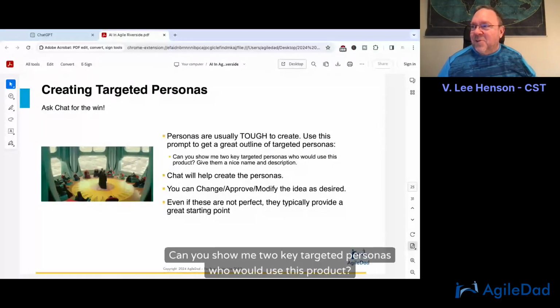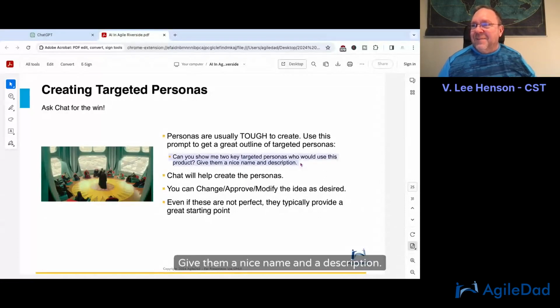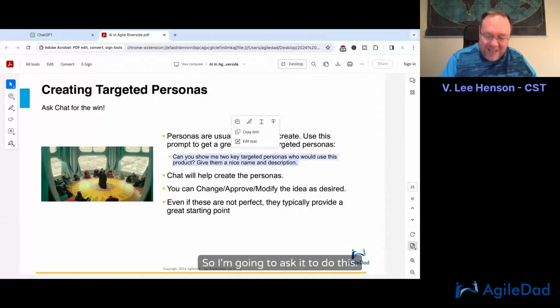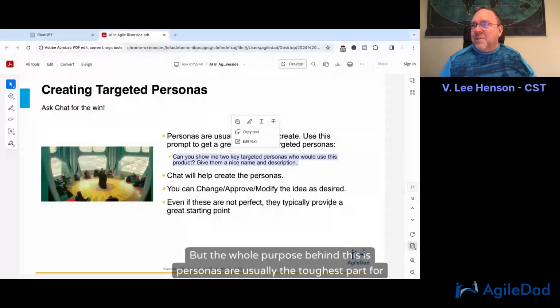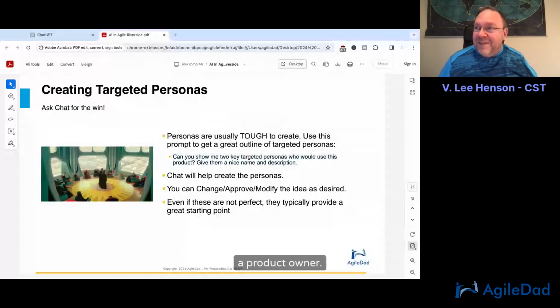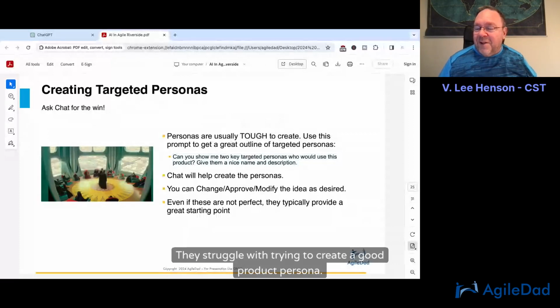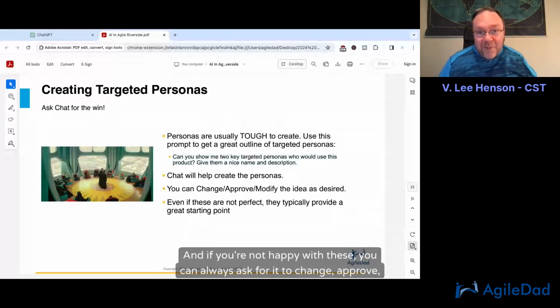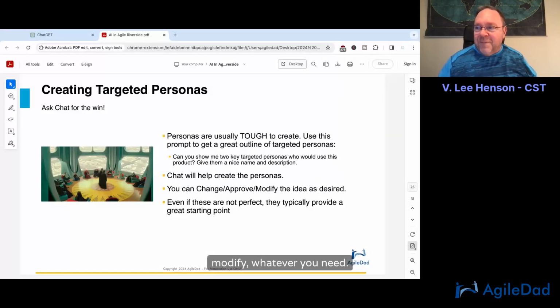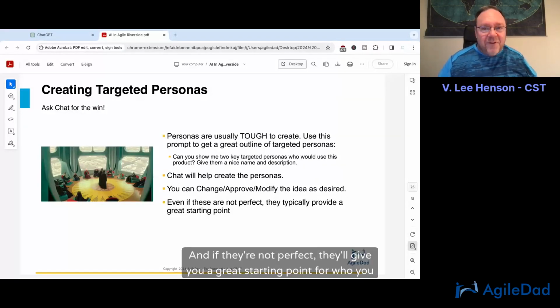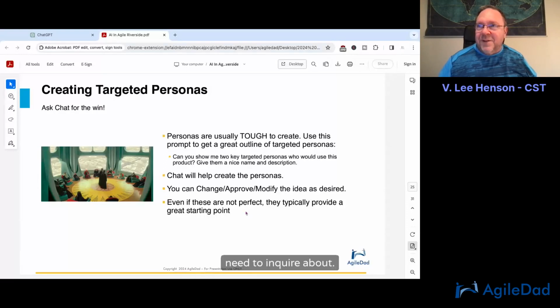Can you show me 2 key targeted personas who would use this product? Give them a nice name and a description. So I'm going to ask it to do this. But the whole purpose behind this is personas are usually the toughest part for a product owner. They struggle with trying to create a good product persona. And if you're not happy with these, you can always ask for it to change, improve, modify, whatever you need. And if they're not perfect, they'll give you a great starting point for who you need to inquire about.